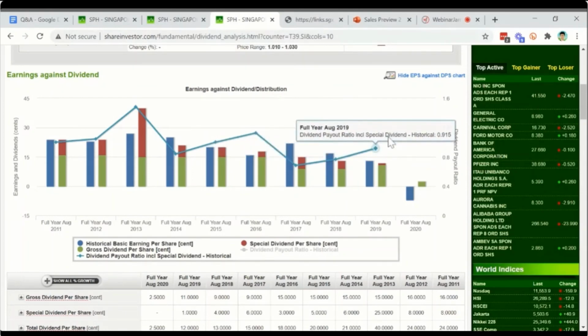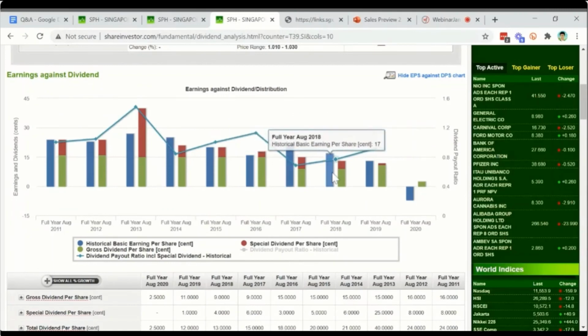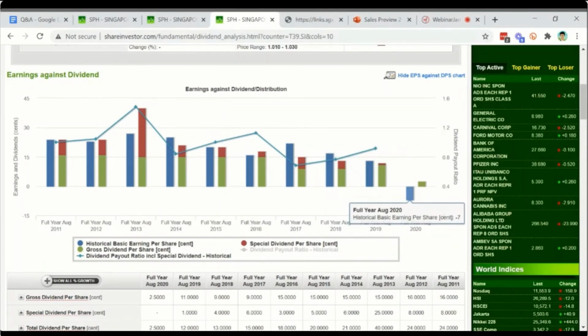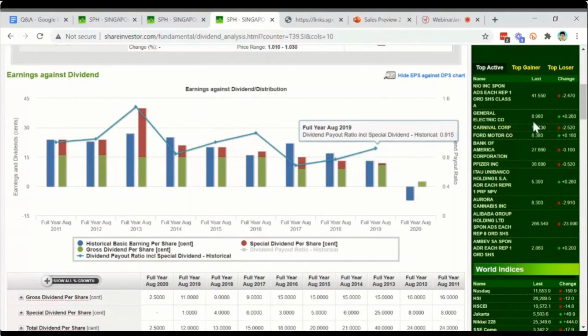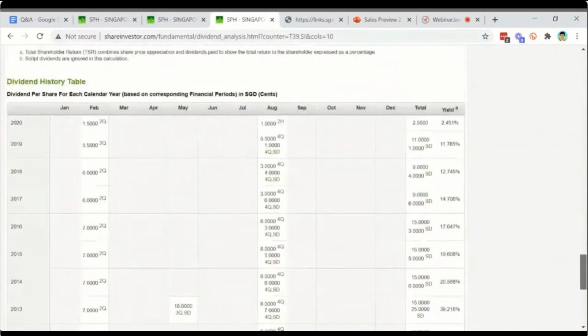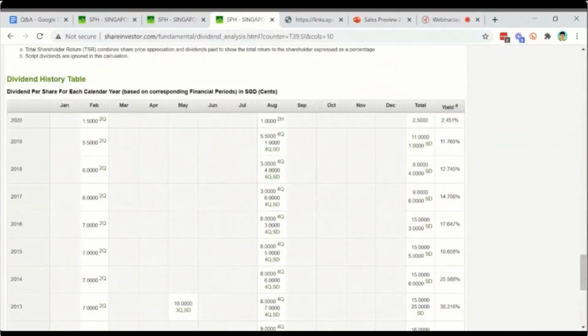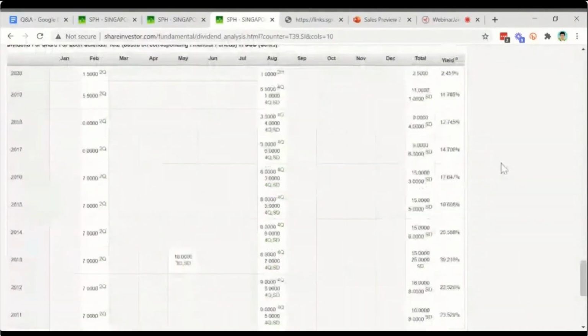And then when the earnings for SPH drop, from here the earnings per share dropped to 22, to 17, then to 13, and this year is -7. Their dividends will also be impacted. And if you want to further analyze the dividend trends, you can go down, which is what I like to do. I go down to the dividend history table, and then I see whether there's a trend over here.